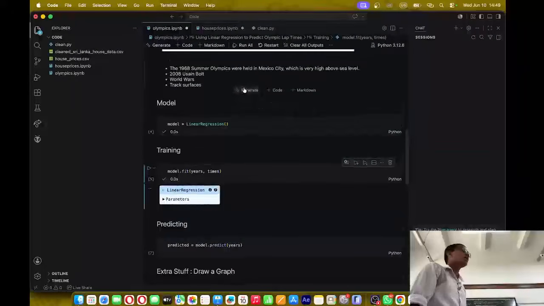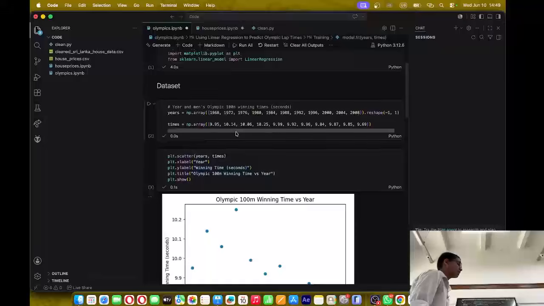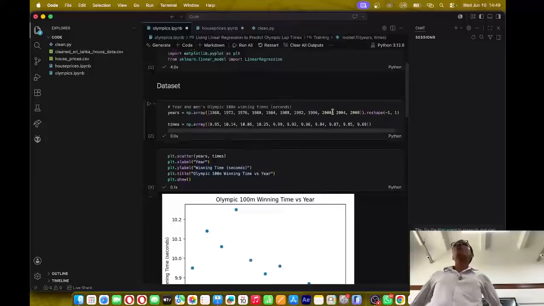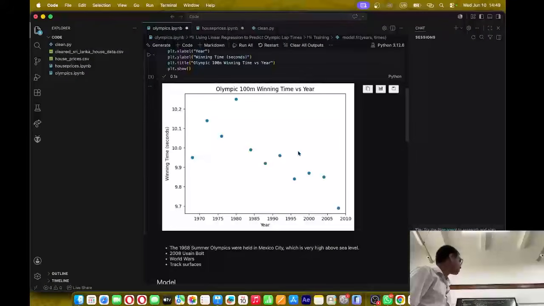Okay, so from the beginning, these are the libraries. You heard what libraries are, and this is the data set. These are the data. So the years from 1968, and these are the running times. And why are the years in steps of 4? Olympics happen every 4 years, right? So this is the distribution of data. You heard why this is low and why this is high. Okay.